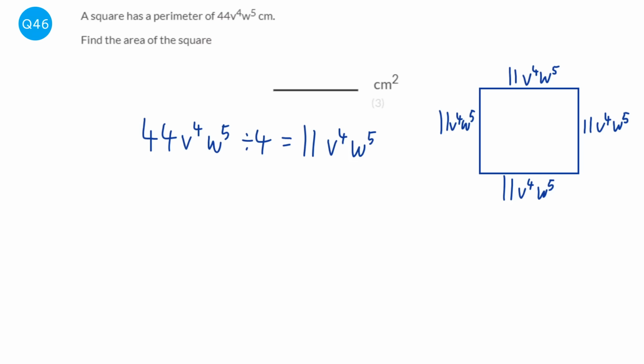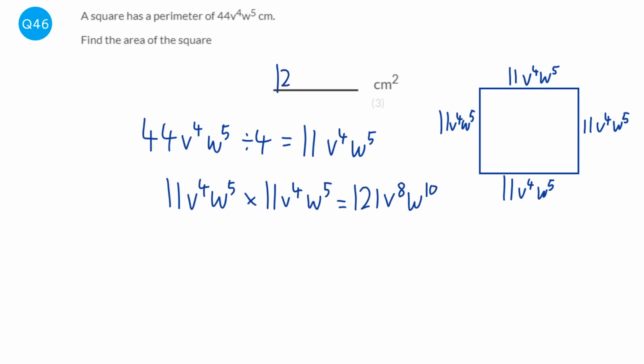And to work out what the area is, we obviously are going to square that. So we're going to do 11 v to the power 4, w to the power 5, and we're going to just times it by itself, which is what squaring means. Okay, so we're going to times the 11s together, so that's going to be 121. Going to times the v to the power 4s together, and remember with indices, if you times two powers of the same base, and they're both v, then we just add the powers together, so that'd be 8. And we're going to add the w to the power 5s together, so that makes 10. So it's 121 v to the power of 8, w to the power of 10.